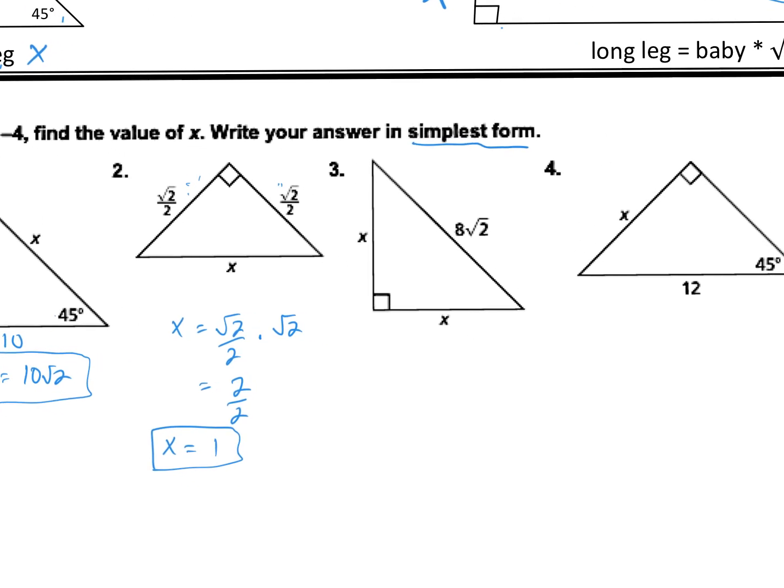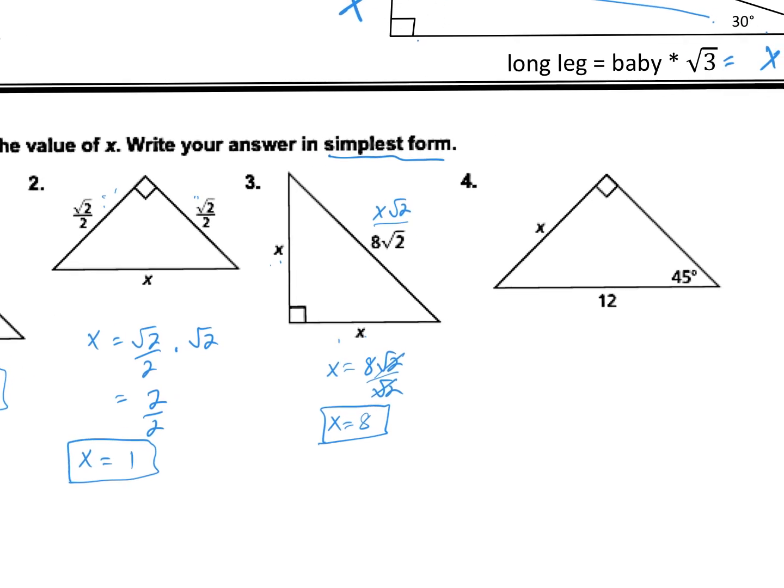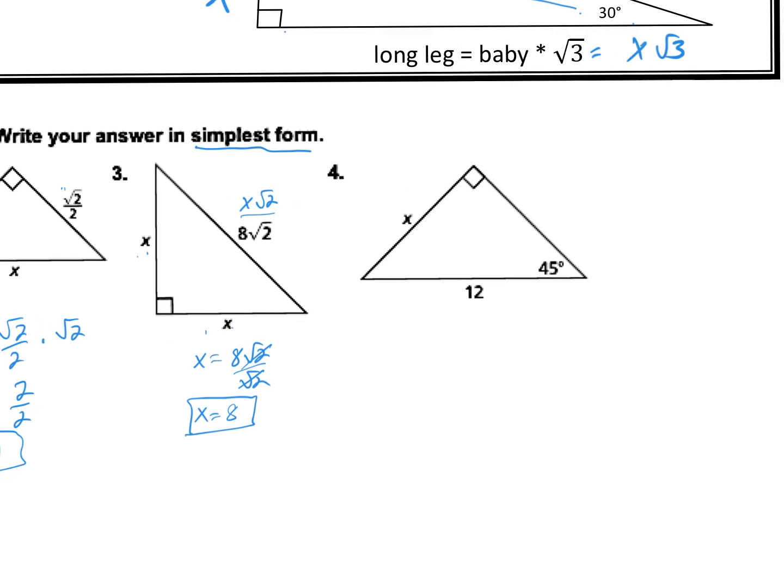Number 3, these two are the same. x and x are the same distance. So I'm dealing with a 45, 45, 90. So here, this is x, and this is technically x root 2. So that means to find x is 8 root 2, and you divide that by root 2. The root 2's cancel out. So x equals 8. Or you could see, oh, this is x, and x root 2. It's 8 root 2. Must be 8. But dividing by root 2 doesn't hurt either.